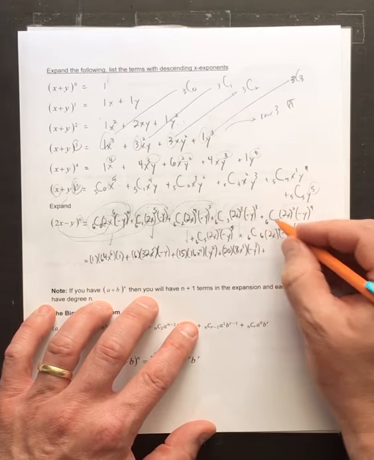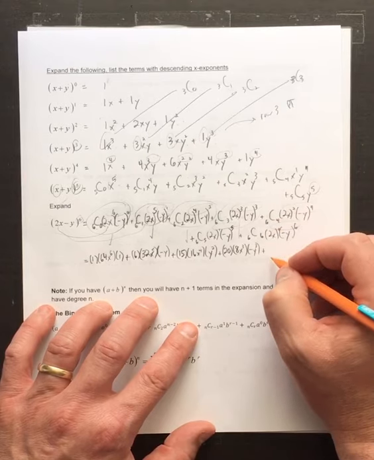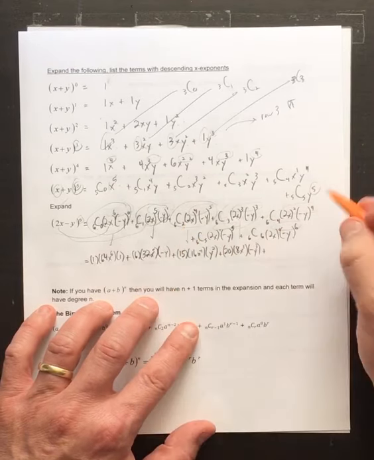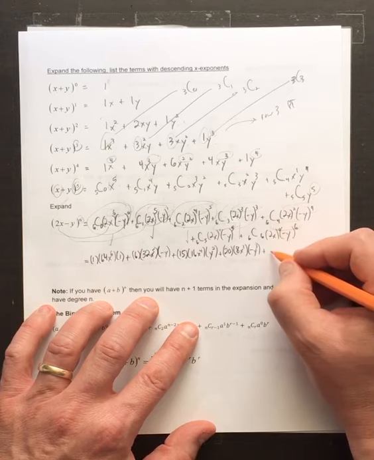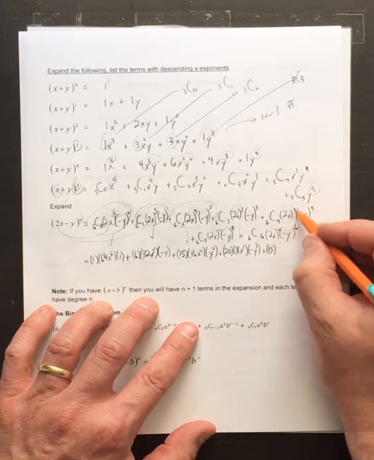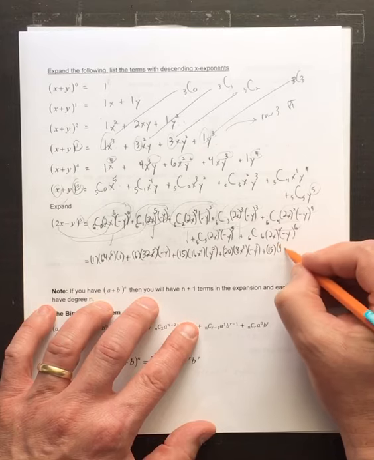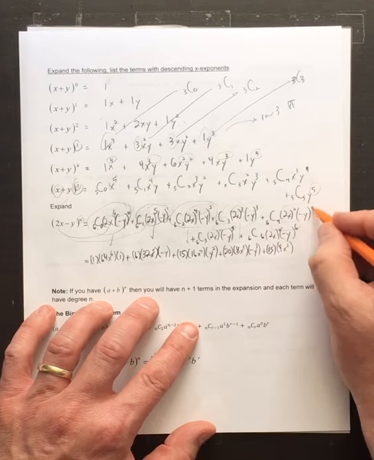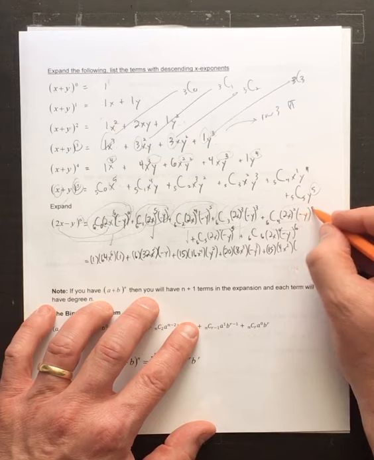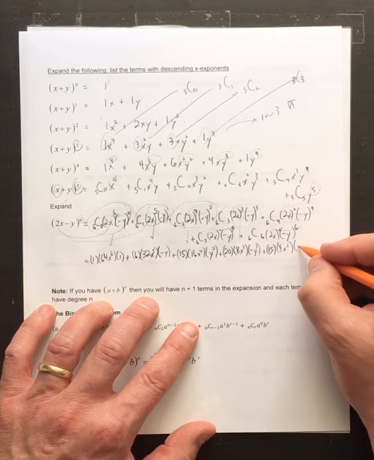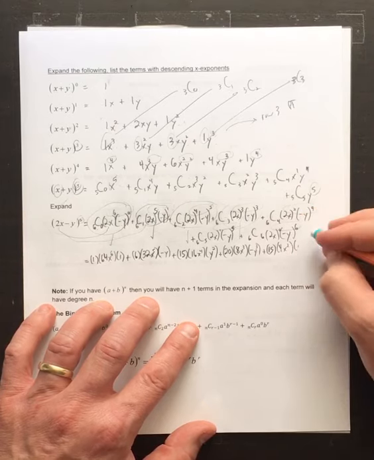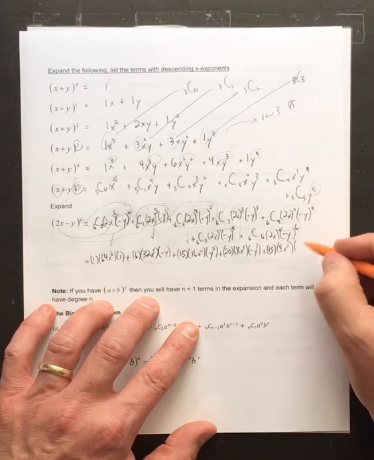Then we do the next term, 6 choose 4. 6 choose 4 is the same thing as 6 choose 2. But, you know, 6 choose 4, you figure that out, it's 15. 2x squared, that's going to be a 4x squared. And then negative y to the 4. Well, a negative to the power of 4 is going to be a positive. I'm not going to put a plus down there. And then y to the 4.